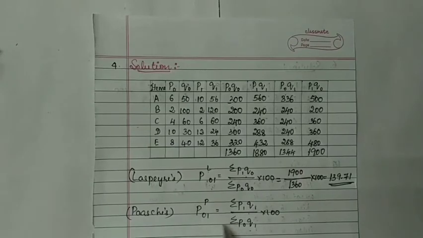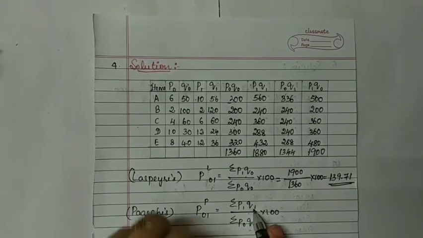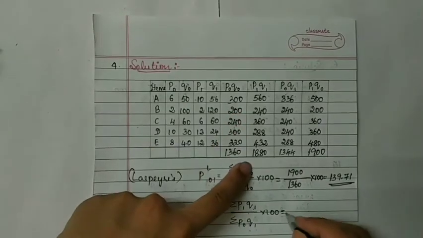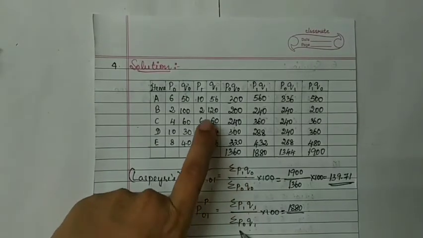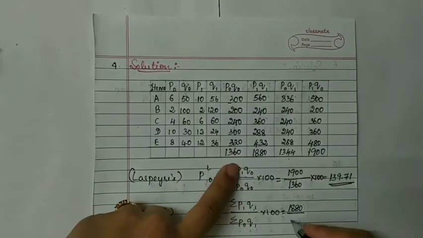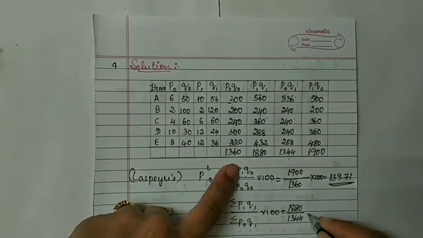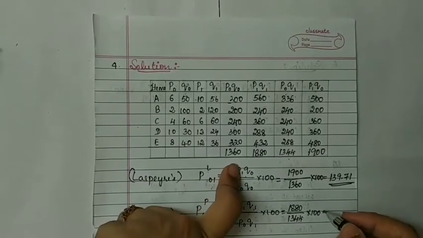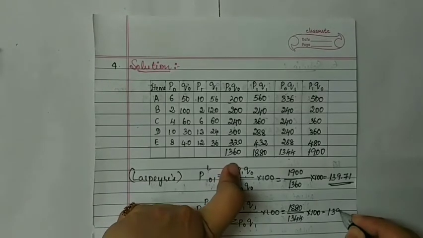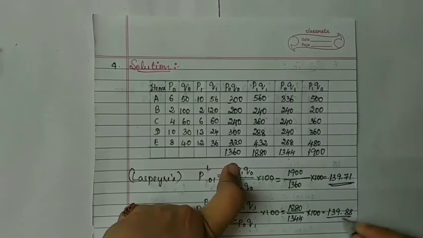And the second one, Paasche. P01 of P is equal to summation P1 Q1, that is 1880, divided by summation P0 Q1, that is 1344, into 100, and the answer is 139.88.